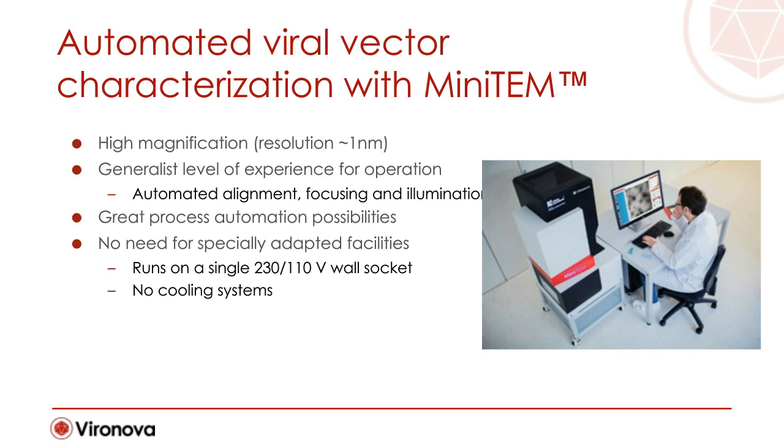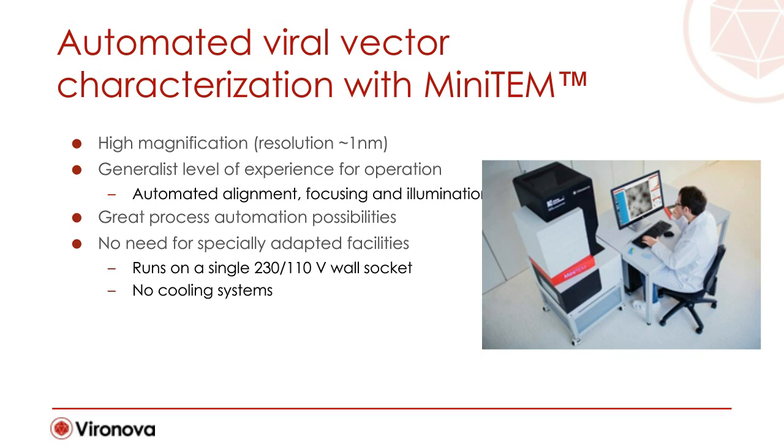MiniTEM is a highly automated transmission electron microscope that provides a spatial resolution of about 1 nanometer. And this is sufficient for most applications that we've talked about so far. Sample preparation follows established standards using, for example, unstained preparation, stained preparation, or thin sectioning. It has all the tools available for easy manual exploration of samples, as well as unsupervised screening and sample analysis.